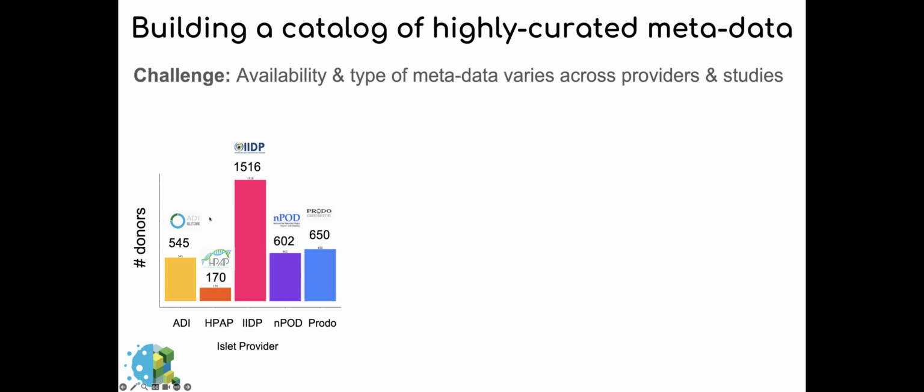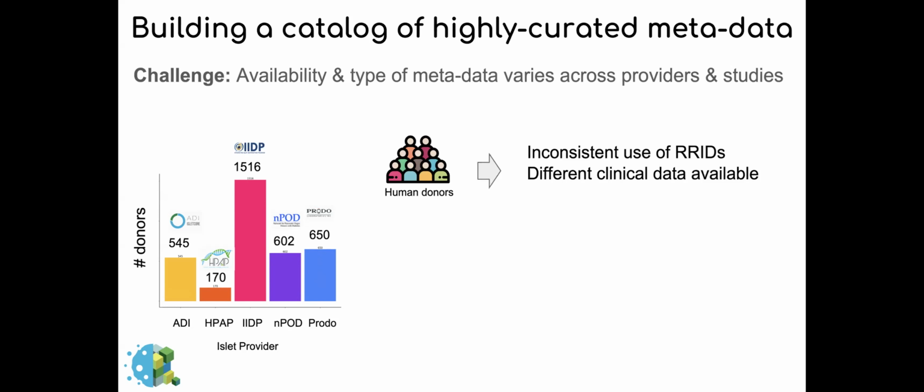So how can we bring together standards that will allow us to bring these data types together for shared analysis? Well, some of the challenges that we face is that we have to make sure that we're not counting one donor more than once. And this is difficult because there's been inconsistent use of RRIDs. And also there's different types and levels of clinical data available that can be a hindrance to certain analysis.